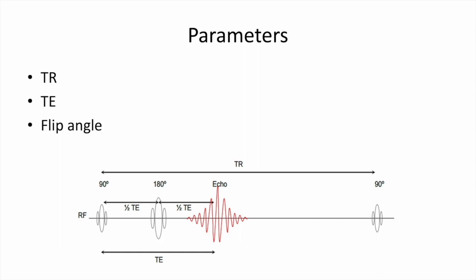Spin echo sequences consist of three main parameters: the TR or repetition time, TE or time to echo, and flip angle. The TR is the time interval between one 90-degree pulse and the next 90-degree pulse. The TE or time to echo is the time between the 90-degree pulse and the echo signal. The flip angle is nothing but the angle by which the deflection of the proton happens after the first RF pulse, which is 90 degrees in this case.